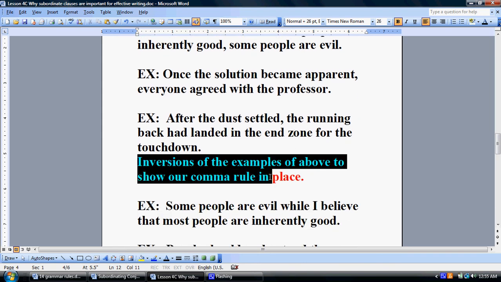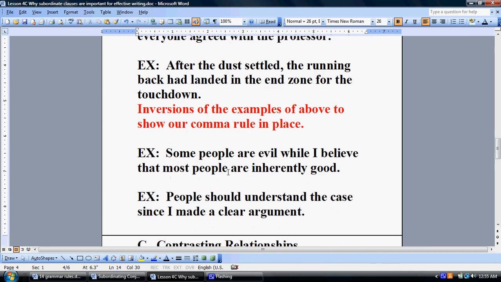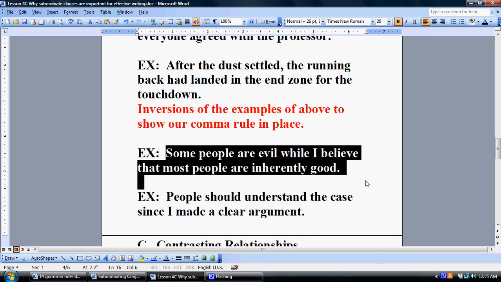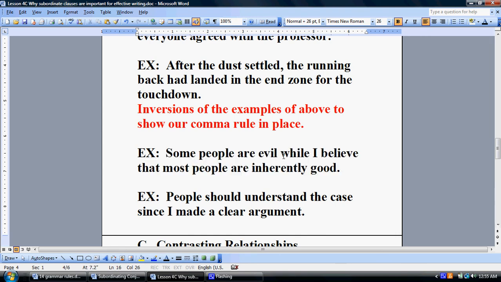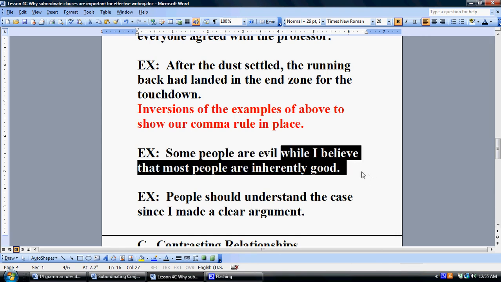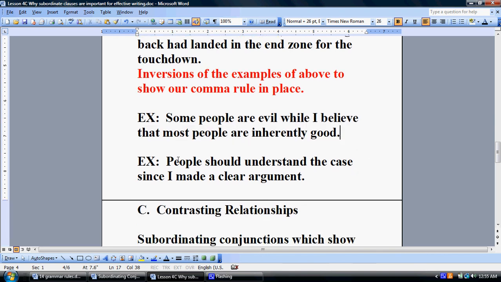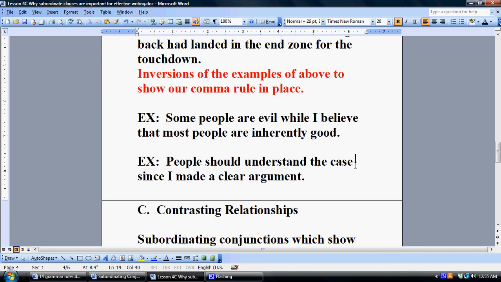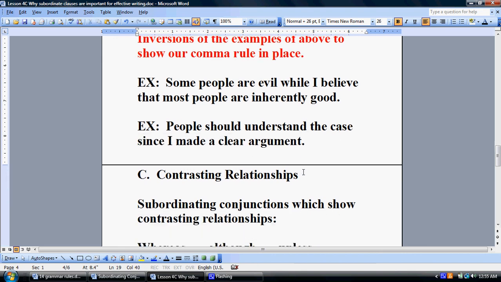And I have inversions of some of the examples from above. Some people are evil, while I believe that most people are inherently good. Notice we don't have a comma here because the subordinate clause is second. People should understand the case since I made a clear argument. Once again, this is an independent clause leading into the subordinate. There's no pause, therefore no comma.